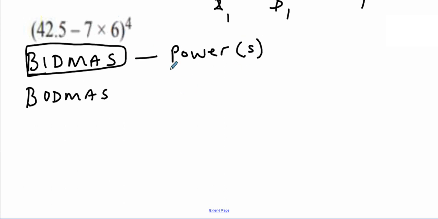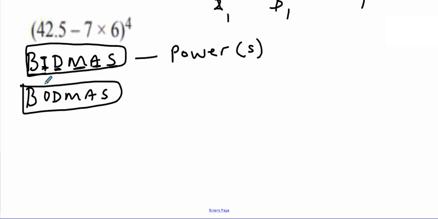So when you have powers, you have to use BODMAS, but the way BODMAS works is similar to BODMAS. That means B stands for brackets, I stands for indices or powers, and D stands for division, M stands for multiplication, A stands for addition, and S stands for subtraction.